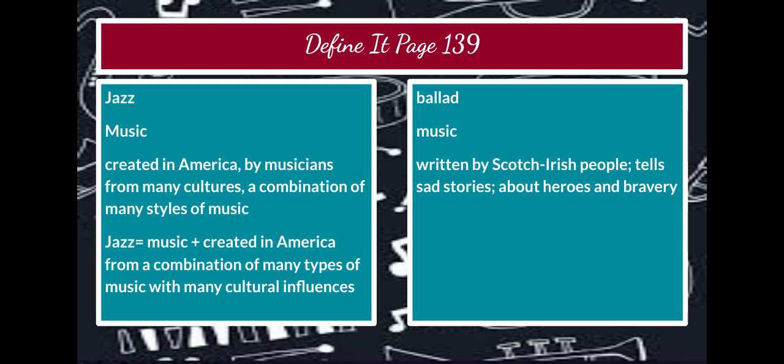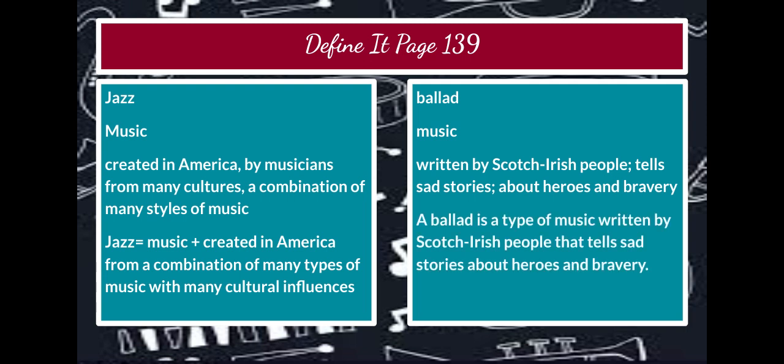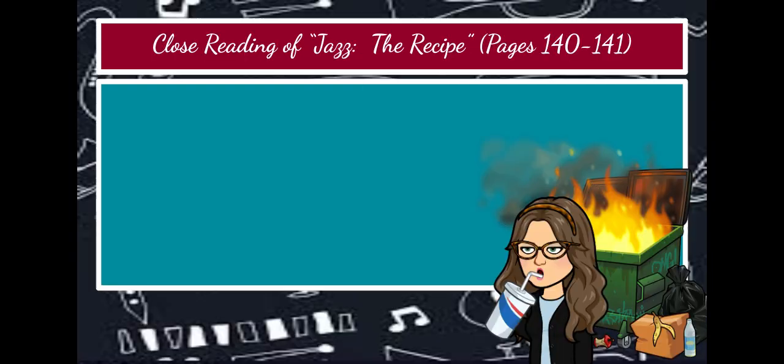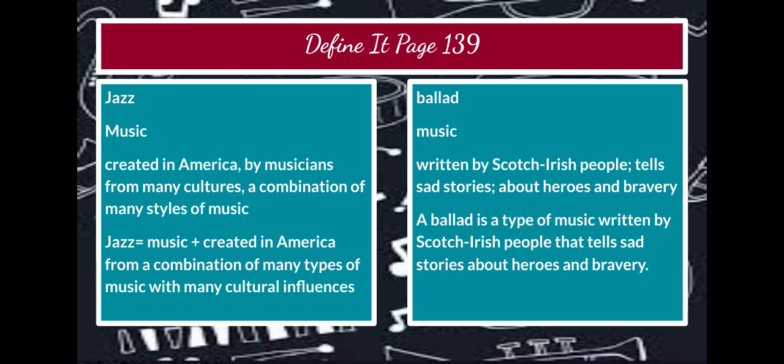Use the category and attributes to write a definition in your student books. A ballad is a type of music written by Scotch-Irish people that tells sad stories about heroes and bravery. I want you to go ahead and complete in pairs the rest of page 139.